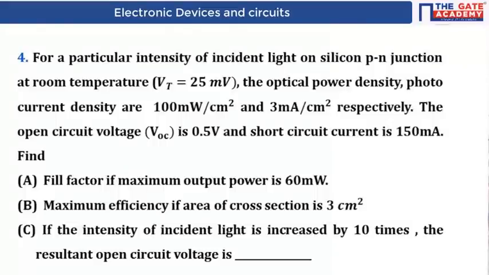For a particular intensity of incident light on silicon PN junction at room temperature, the optical power density and photocurrent density are 100 milliwatt per centimeter square and 3 milliampere per centimeter square respectively. The power density is given to be PD equal to 100 milliwatt per centimeter square, and the value of the current density is given to be 3 milliampere per centimeter square. So both of them are for optical.